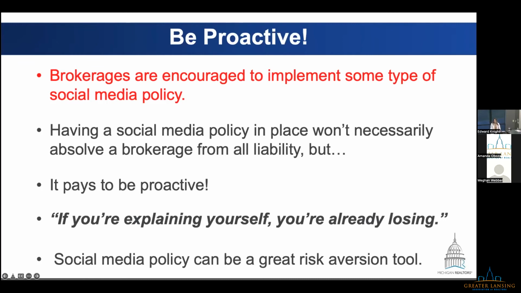This is not an area of the law where you want to be reactive, because if we are being reactive, it means that we are responding to a problem that already exists, and we want to stop that problem before it happens. If you've ever listened to me or Brian Westron or Brad Ward talk about fair housing, you've probably heard one of us say, if you're explaining yourself, you're already losing.